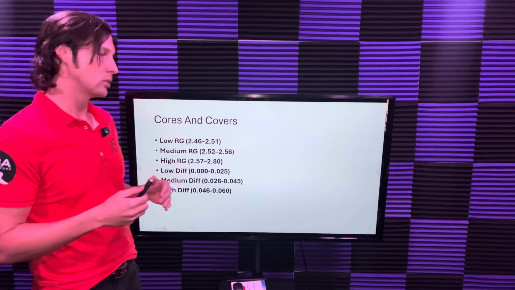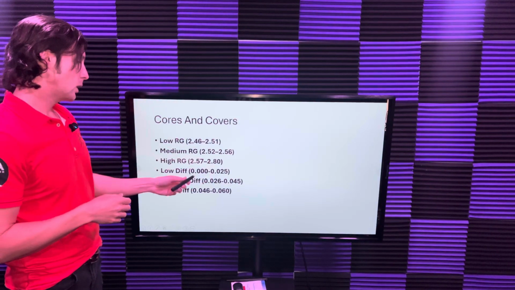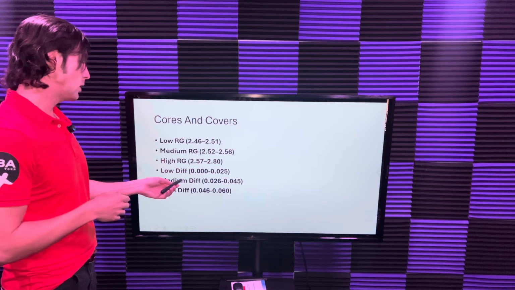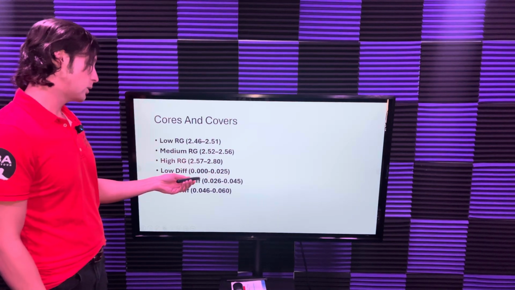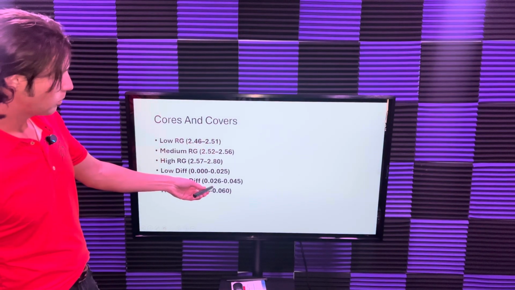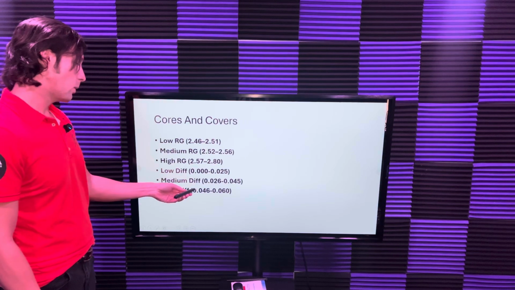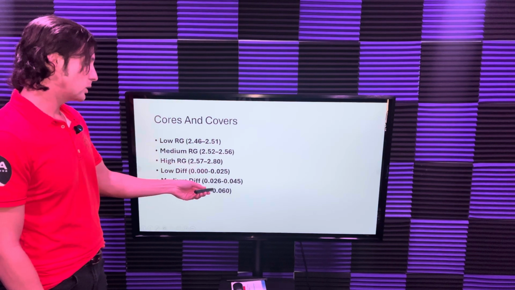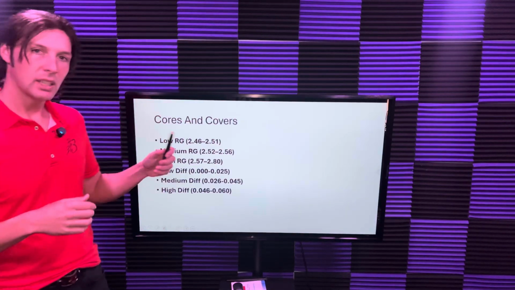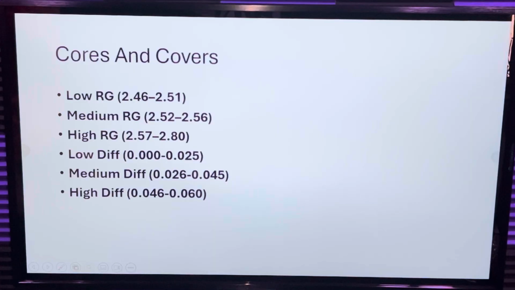That's typically what you'll see. So a low differential is 0.025 or lower. A medium differential is 0.026 and between 0.045, and high differential 0.046 to 0.060. So if you want to take a picture of that, you can. I'll zoom in on that.